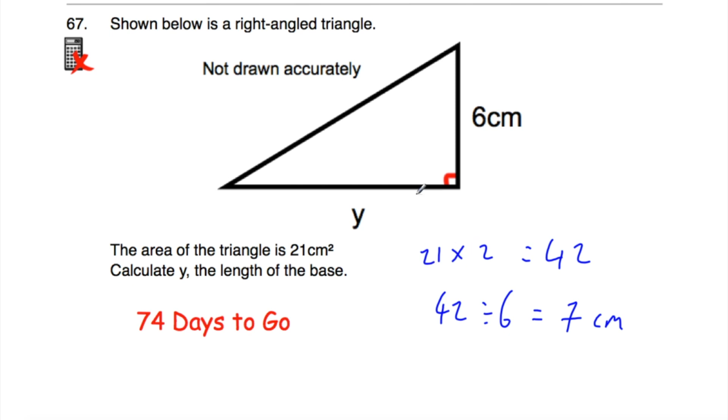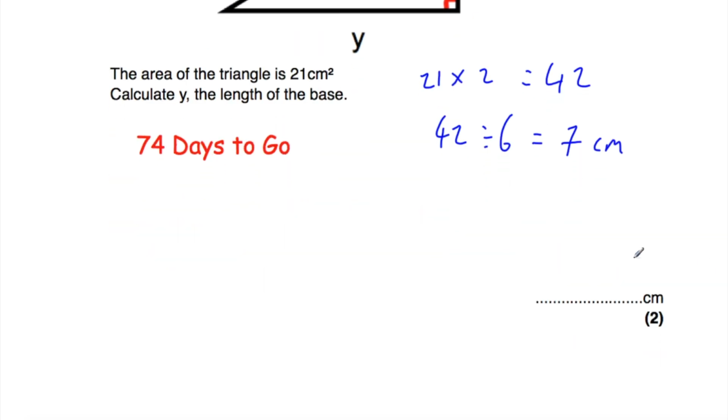And I've just worked backwards there. Normally to find the area of a triangle, we do the base times the height and divide by 2. So if we double it, we get 42. And then if we divide by the height, we get the length of the base. And we can just check it. If this is 7, 7 times 6 is equal to 42. And then half of it is 21. So the answer is 7 centimeters.